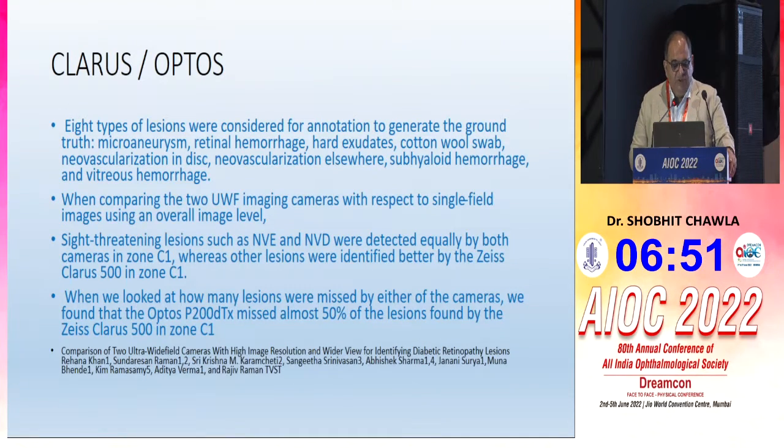And similar results were seen in an Indian study, very well done, and it monitored all these lesions and found that sight-threatening lesions such as NVE and NVD were detected equally by both Optos and Clarus in C1, whereas other lesions like cotton wool spots, hard exudates, and subhyaloid hemorrhages were identified better by the Zeiss Clarus in zone C1. So maybe pertaining to our context, the central imaging has more value than peripheral imaging alone.